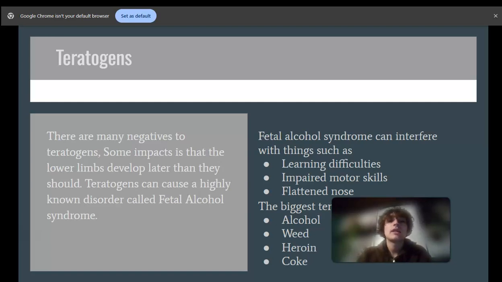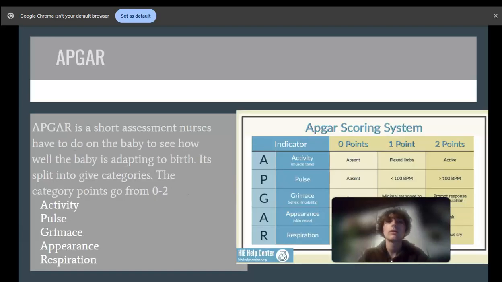Teratogens. There are many negatives to teratogens. One impact is that the lower limbs develop later than they should. Teratogens can cause a highly known disorder called fetal alcohol syndrome. Fetal alcohol syndrome can result in things such as learning difficulties, impaired motor skills, and a flattened nose. The biggest teratogens are alcohol, weed, heroin, and coke.